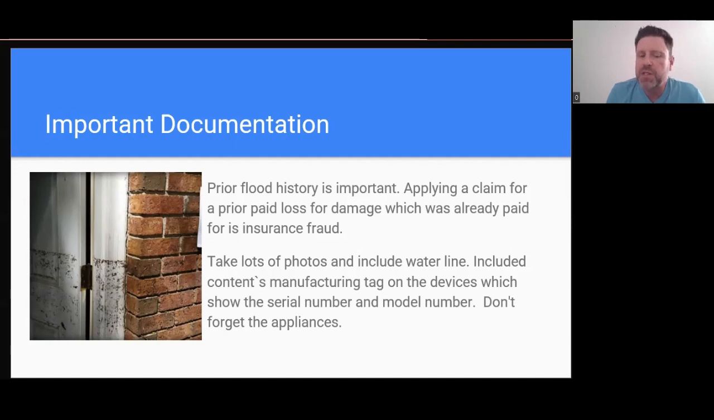But one of the things I noticed is missing when I look at this is it doesn't have a tape measure in there to objectively show exactly how many inches off the floor the water is. And as far as insurance is concerned, I've been doing this since 2007.